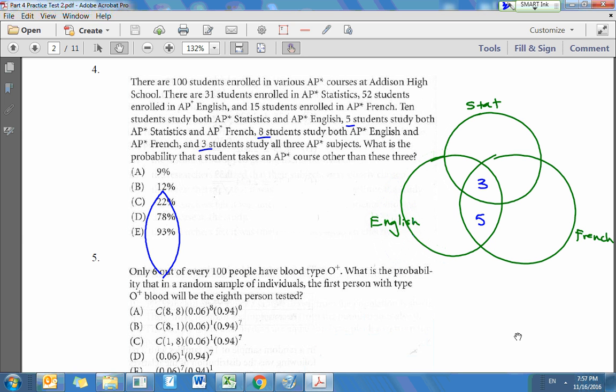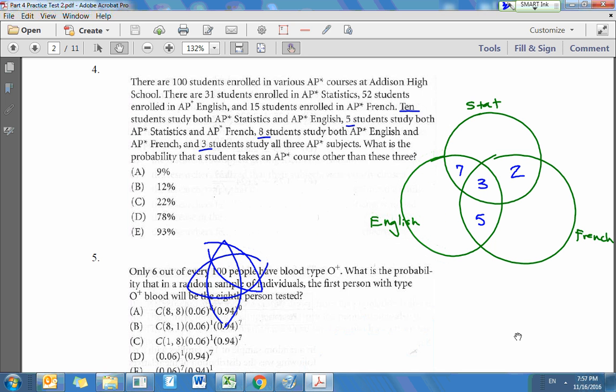Next, going back, I have 5 students in both AP Stats and AP French. That's 5 students in this region. 3 of them are in all 3, and so there are 2 students left who are in only Stats and French. Next, I have 10 students who are in both AP Stats and AP English. That's this region right here. I have 10 students there, 3 of them are in all 3, and so I have 7 students who are there.